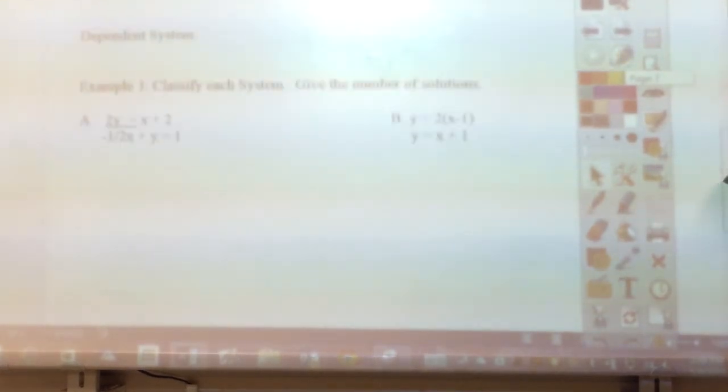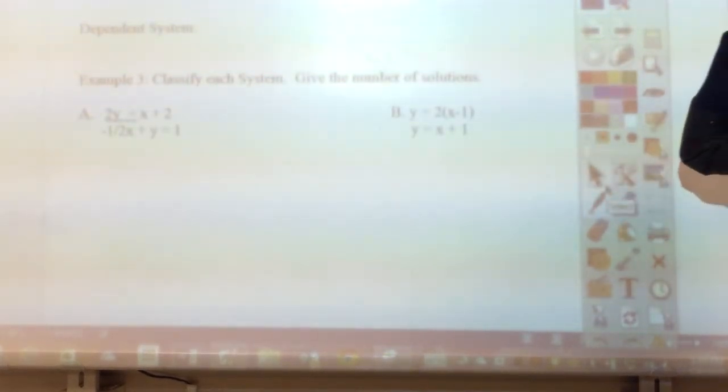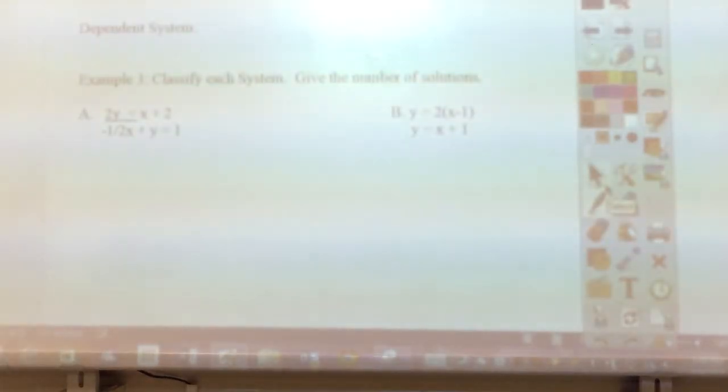Okay, so now we're down to independent and dependent systems. Can you see that? No, scoot down a little bit more.